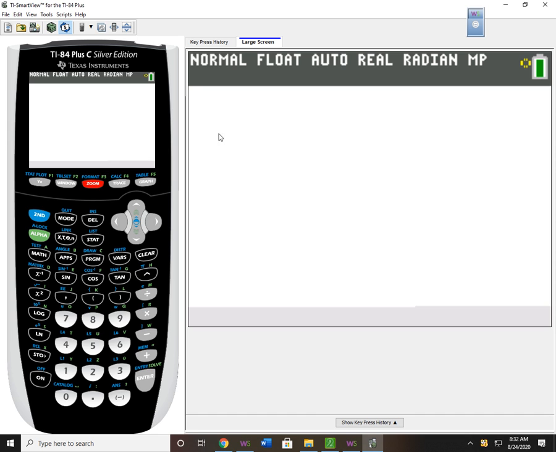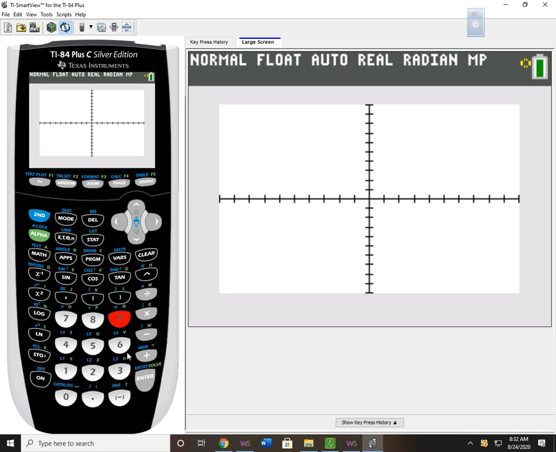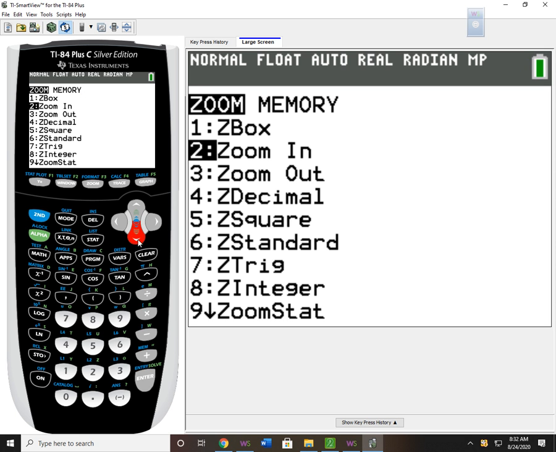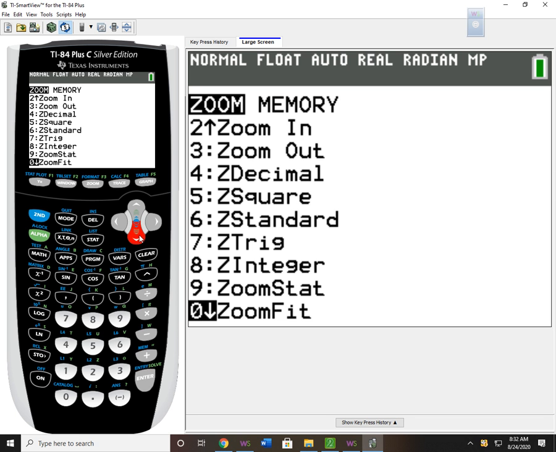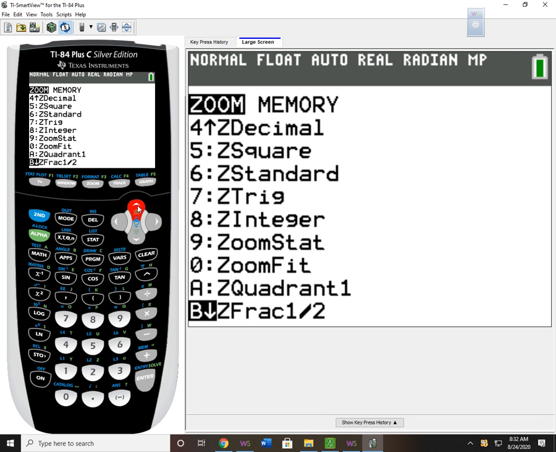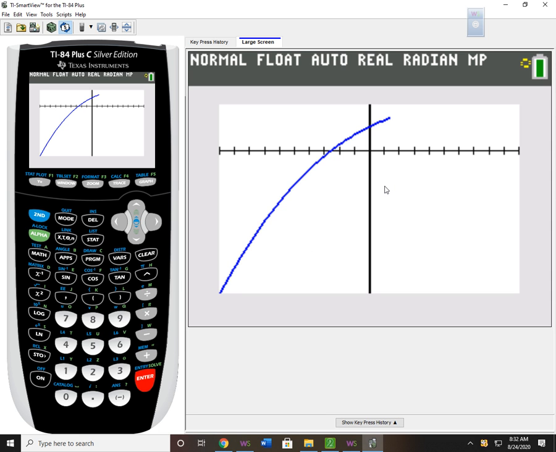Zoom. There is one that will take you to where your graph is at. I think it's 9. Let me see. Okay, it's not 9. Is it Zoom Fit? Zoom. Let me look at them. Did Zoom Fit take you to the right spot? Is that the one it is? Okay. Good job, Marco.